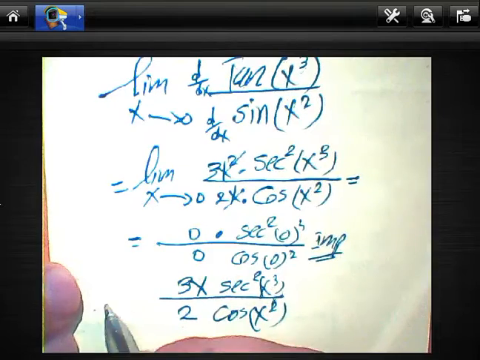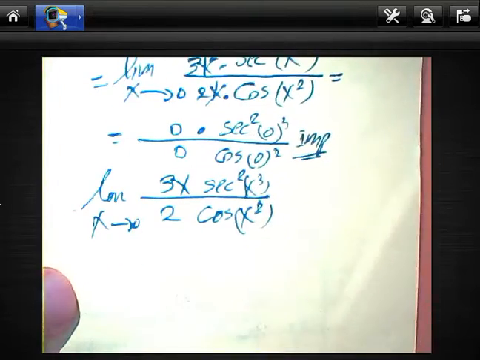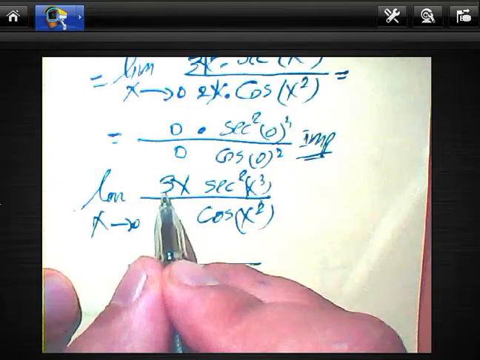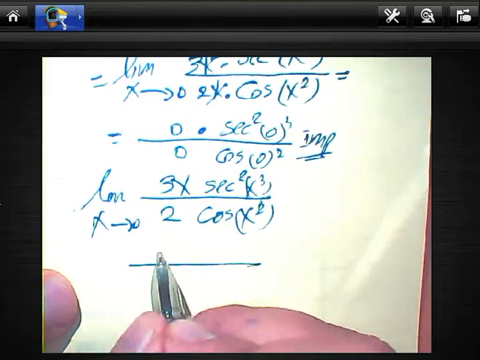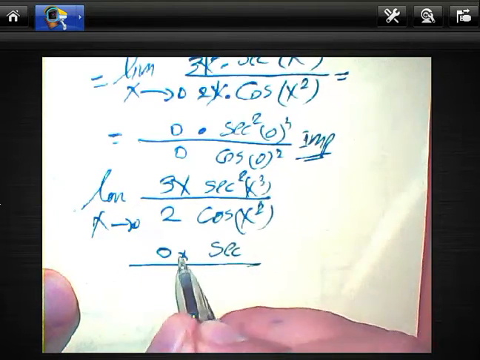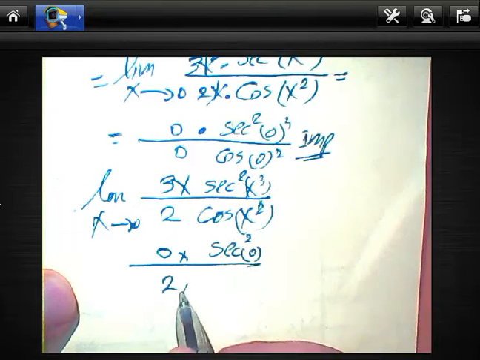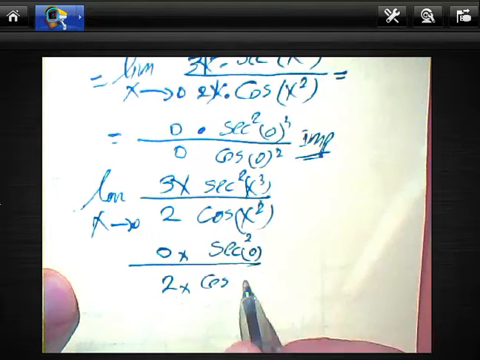We can write the limit where x approaches 0. So 3 multiplied by 0 equals 0, multiplied by sec power 2 of 0 power 3 equals 0, and 2 multiplied by cosine 0 power 2.